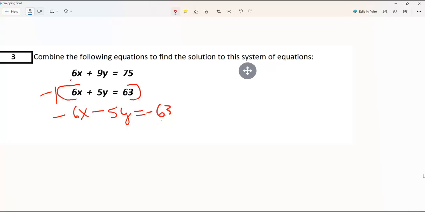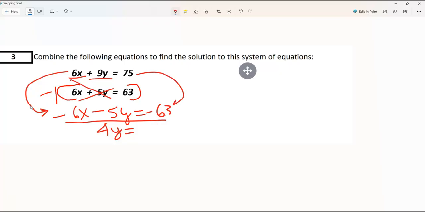So what have we accomplished? Now we can forget about this equation. We've created a new one. It's the same equation; we've just multiplied every term by negative 1. Now we're going to combine it with this one. The negative 6x minus the 6x is going to cancel out. Then we take the 9y and subtract 5y, so we get 4y. And that's going to equal 75 minus 63, which is 12. Now we're back to what we know how to do: divide by 4, y equals 3.